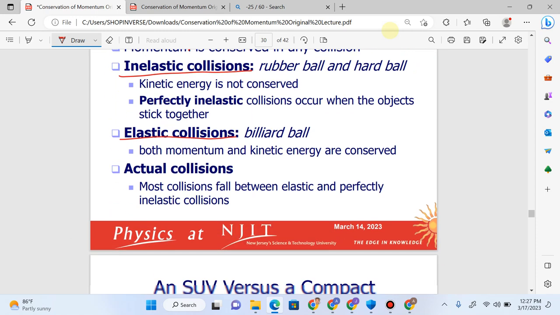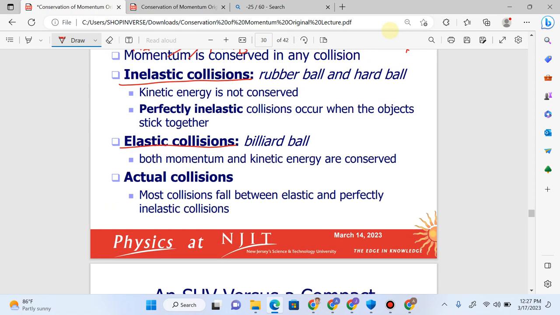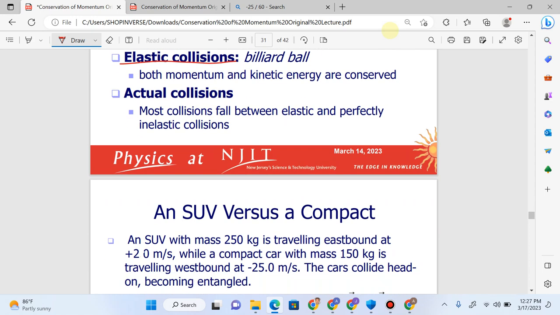What do I mean by all of this? Let us consider a policeman putting on a life jacket, and then a criminal shoots a bullet at him. When the bullet hits the vest of the policeman, what happens? The bullet and the policeman will move together in this direction.